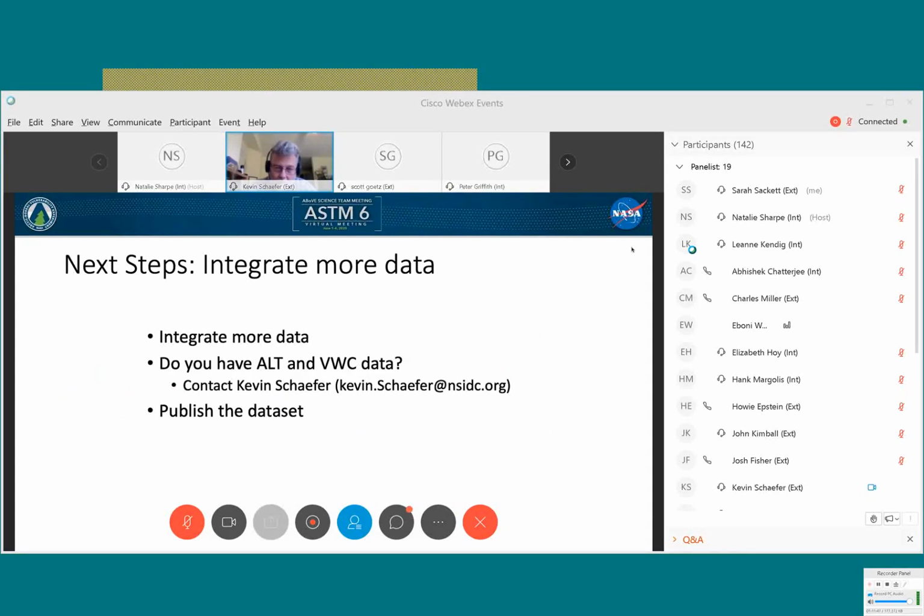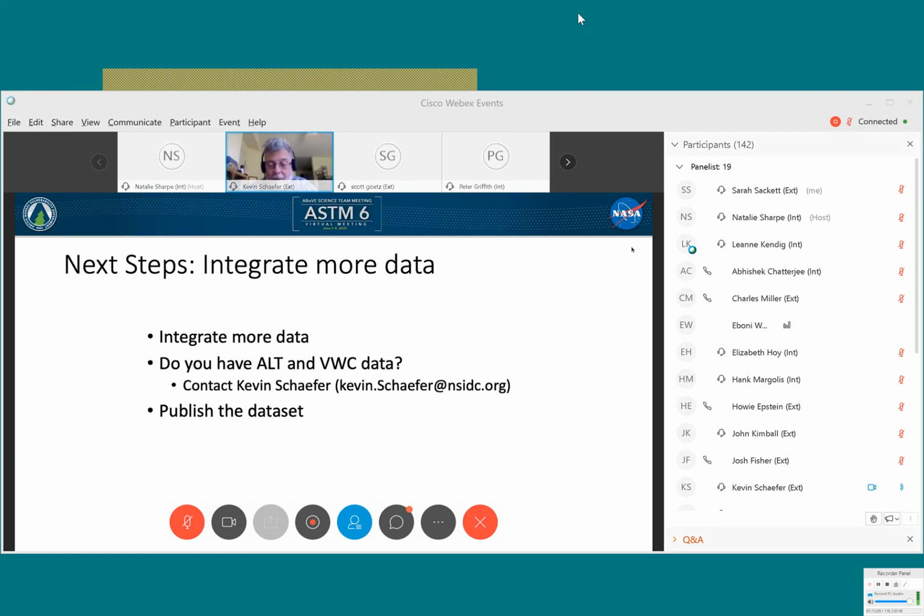All right, next steps is we want to integrate more data. Now, we do have a lot of data right now, and there's a bunch of data sets that we're still integrating in. It's a very laborious process. But we do want to integrate more data, and we do plan to publish this data set.